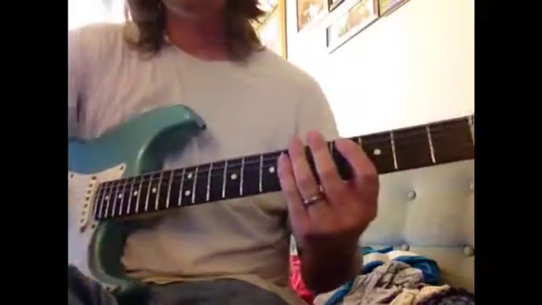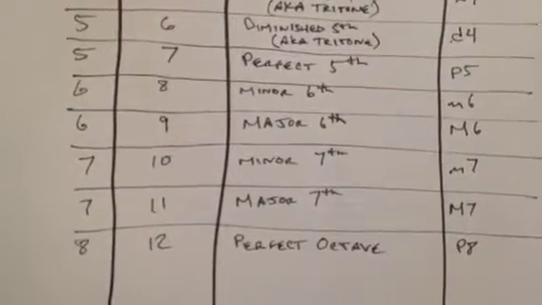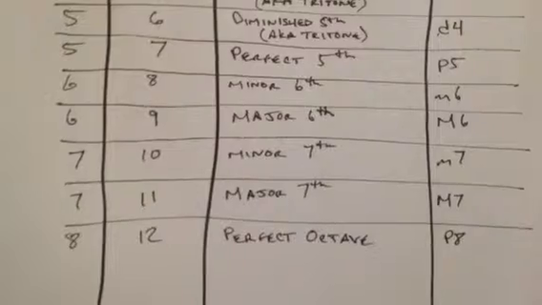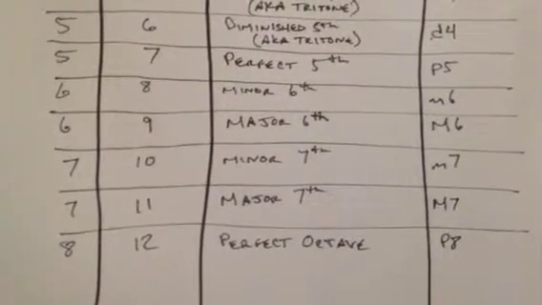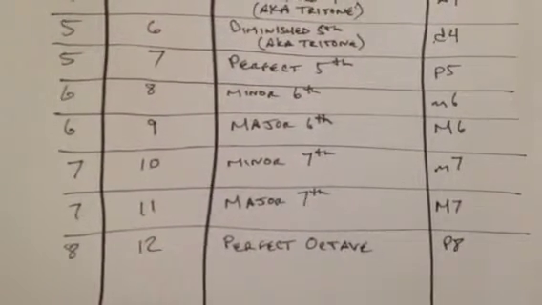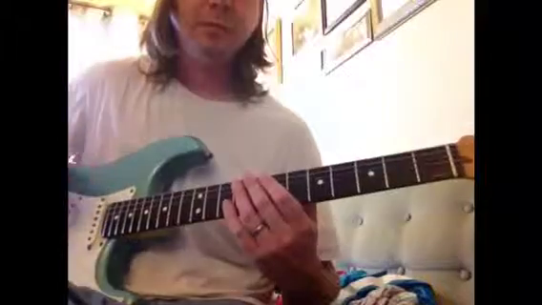Okay. Up one more half step, but still 6 letters, is a major 6th. So we have 6 letters, 9 half steps. In this case, it will be A up to F sharp.